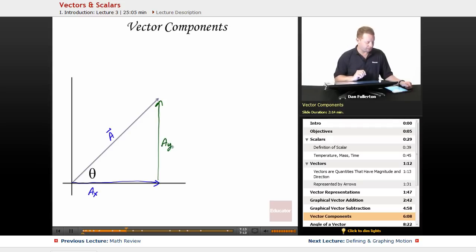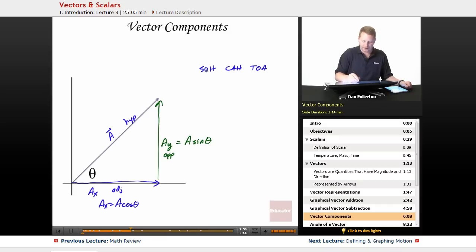How do we figure out what those are? Well, if you notice here, we've made a right triangle, where here's our hypotenuse. This is the opposite side because it's opposite the angle, and AX must be the adjacent side. It's beside the angle. So now I can use trig to figure out what AY is. AY, since it's the opposite side, is going to be equal to A, the hypotenuse, times the sine of that angle. And on the same note, AX is going to be A times the cosine of theta, because this is the adjacent side. Remember SOHCAHTOA?